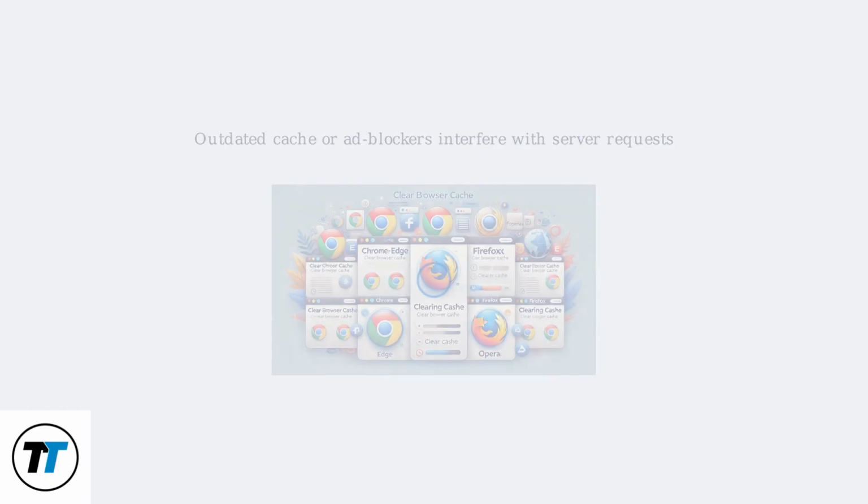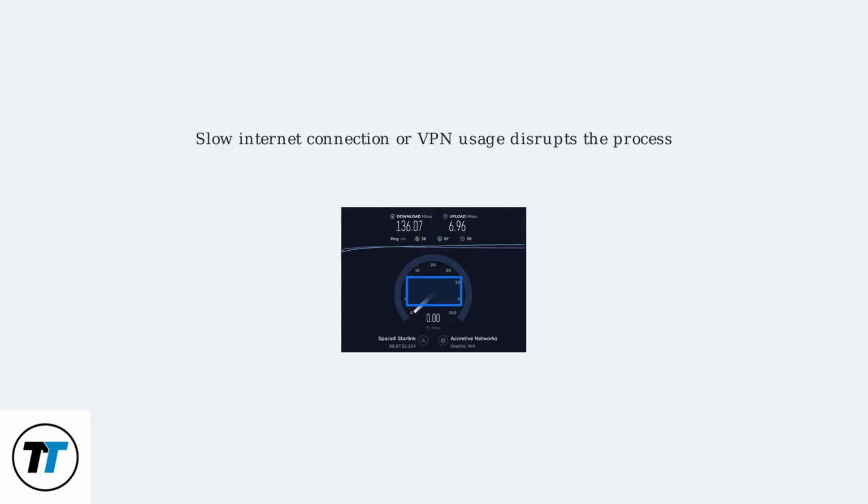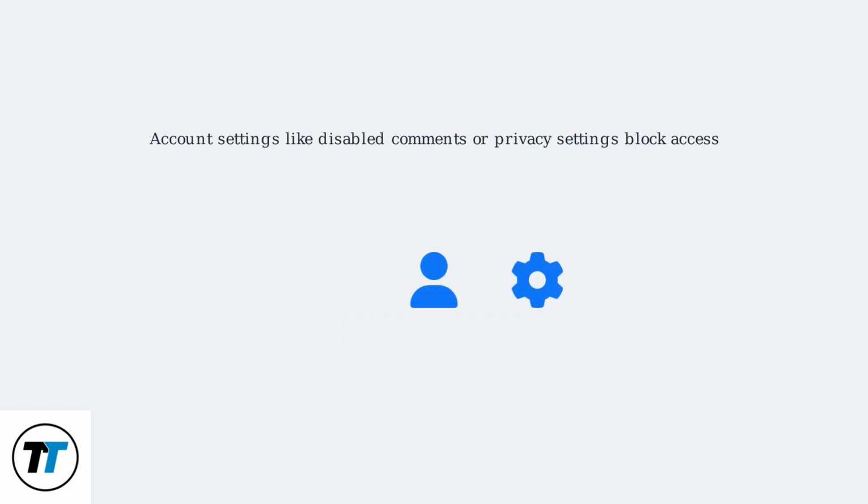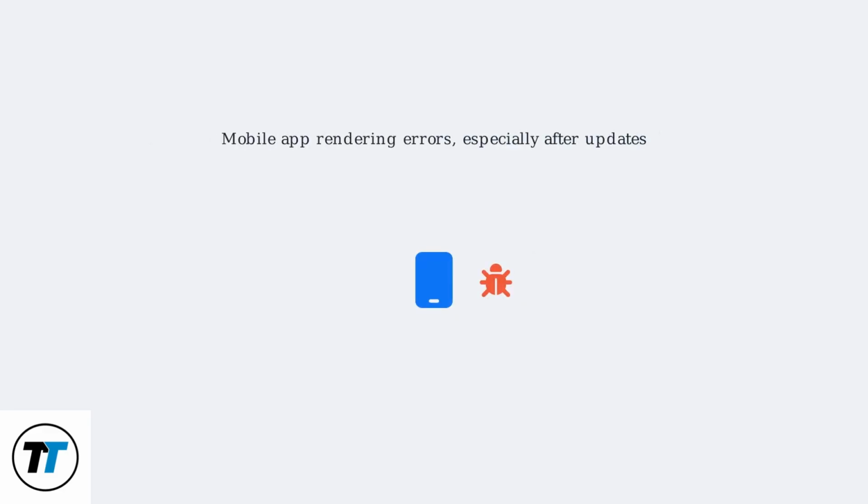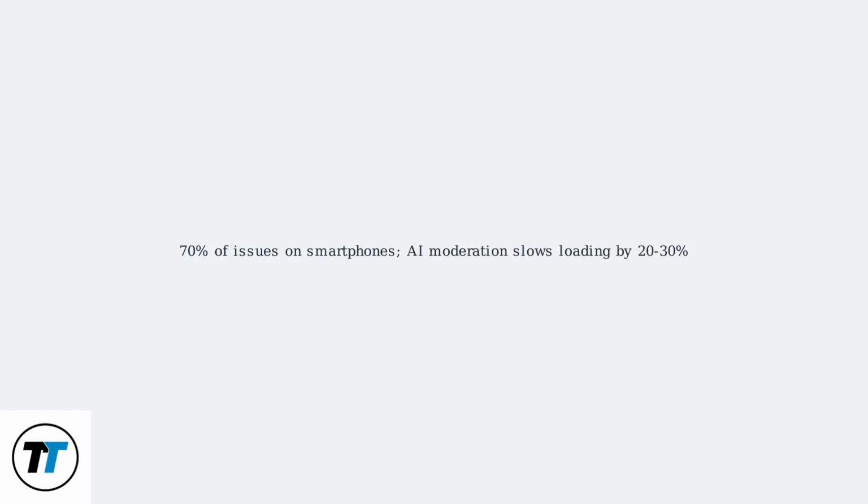server requests. A slow internet connection or using a VPN can also disrupt comment loading by interfering with the necessary data requests. Account-related issues, such as disabled comment features or restrictive privacy settings, can also prevent comments from appearing. Finally, platform-specific bugs in the mobile app, particularly right after an update, can cause rendering errors that prevent comments from loading. Meta's analytics show that 70% of reported comment issues occur on smartphones, and AI moderation features can sometimes slow down loading times by 20 to 30%.